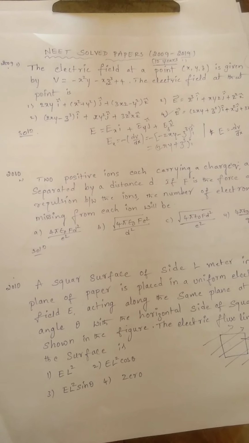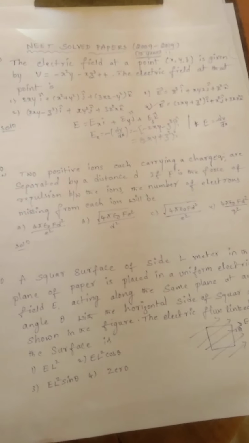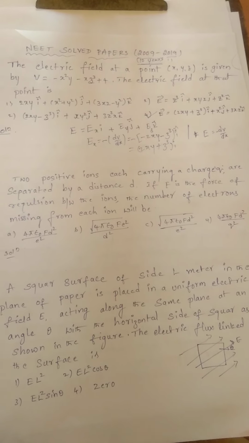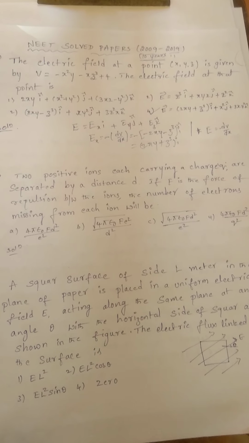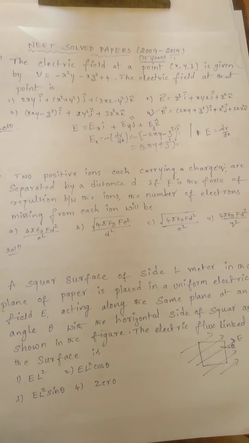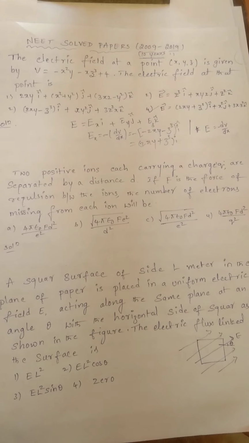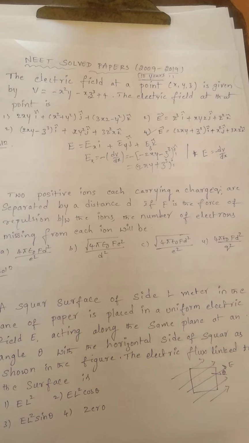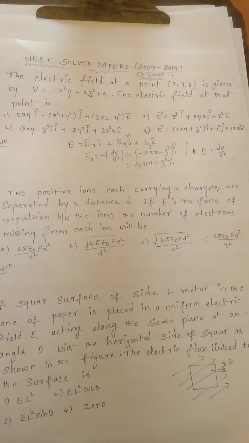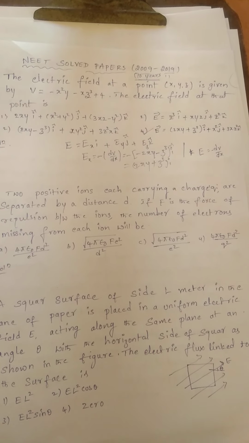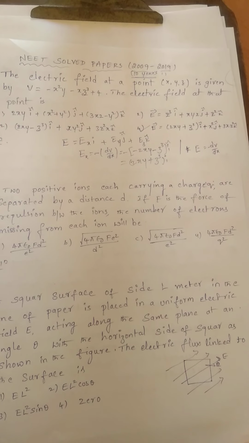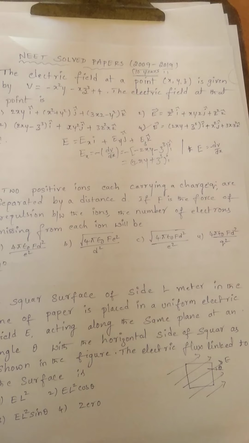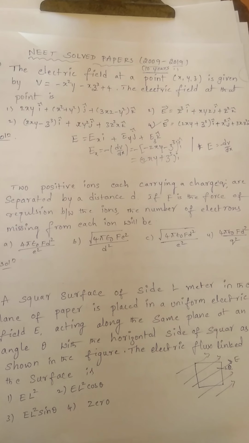In 2009, there is a question like this: the electric field at a point x, y, z is given by V is equal to minus x square y minus x z cube plus 4. The electric field at that point is, and the options will be like this: 2xy plus z cube I cap, and x square j cap, plus 2xz minus y square k cap, and see the second option, third option, and fourth option. Let it be.